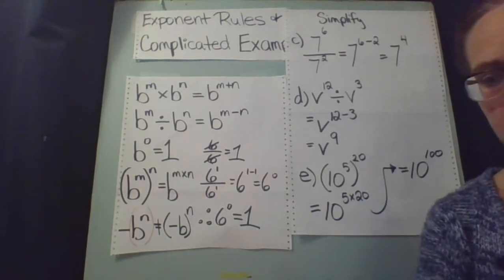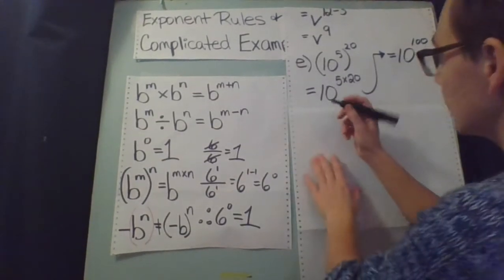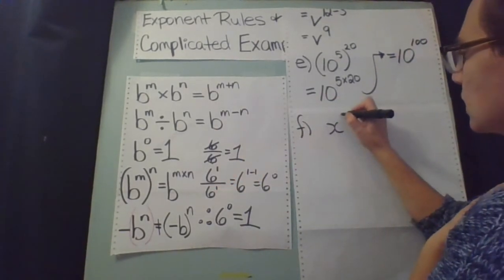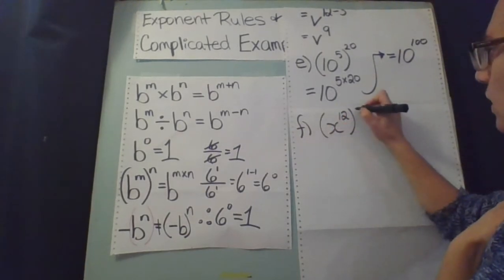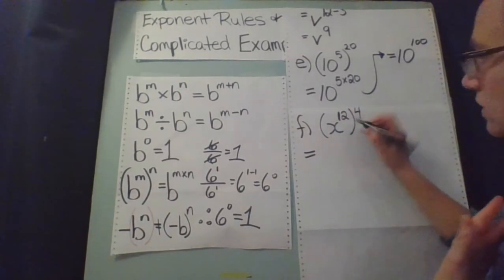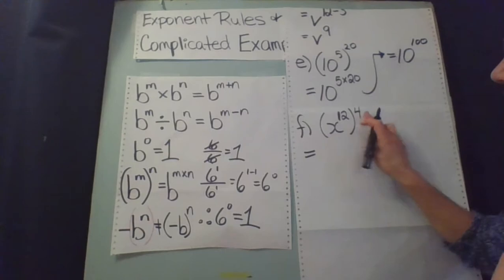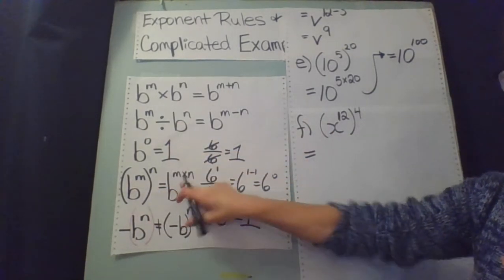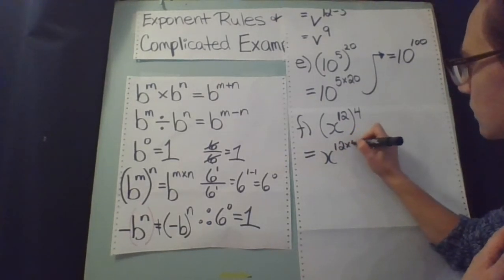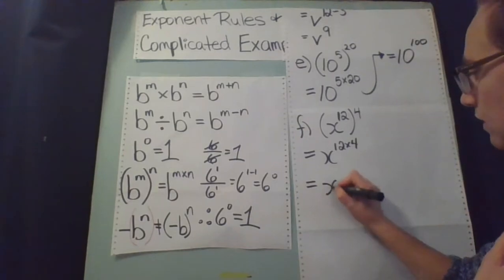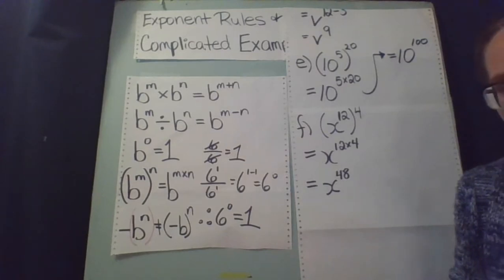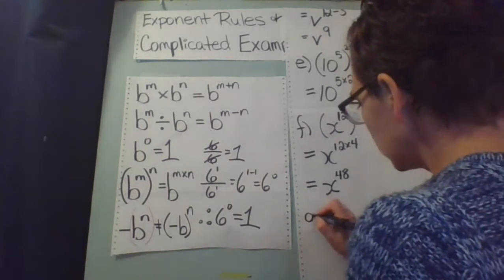Okay, let's try it with a letter. Let's use X. X to the exponent 12, all to the exponent 4. Same rule applies. So I have this lovely 12 inside, I have the 4 outside. My rule says times. So I keep my base, which is an X, and 12 times 4 for my exponent. So I'm left with X to the exponent 48. Okay, that's not too terrible. Let's do one more.